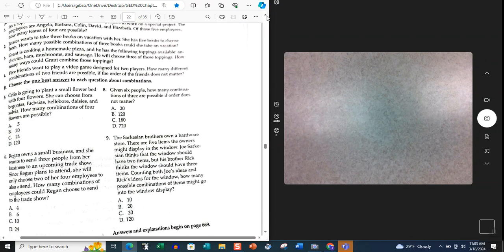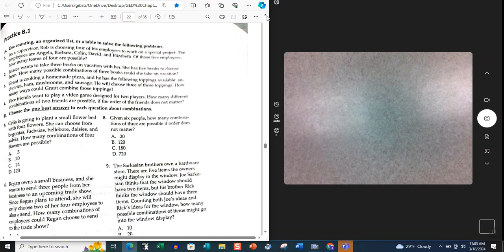Now, we come here to this first exercise. Use counting, an organized list, or a table to solve the following problem. As a supervisor, Rob is choosing 4 of his employees to work on a special project. The employees are Angela, Barbara, Colin, David, and Elizabeth. Of those 5 employees, how many teams of 4 are possible? Okay, so now, this is interesting because we have to do this as a table of 4.